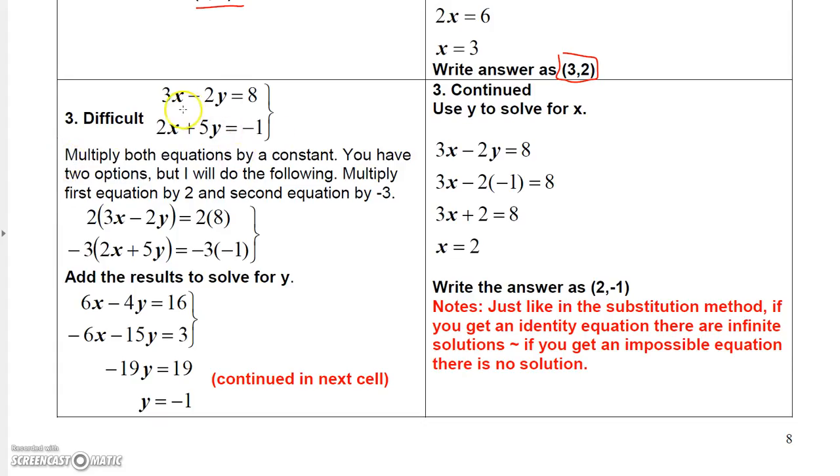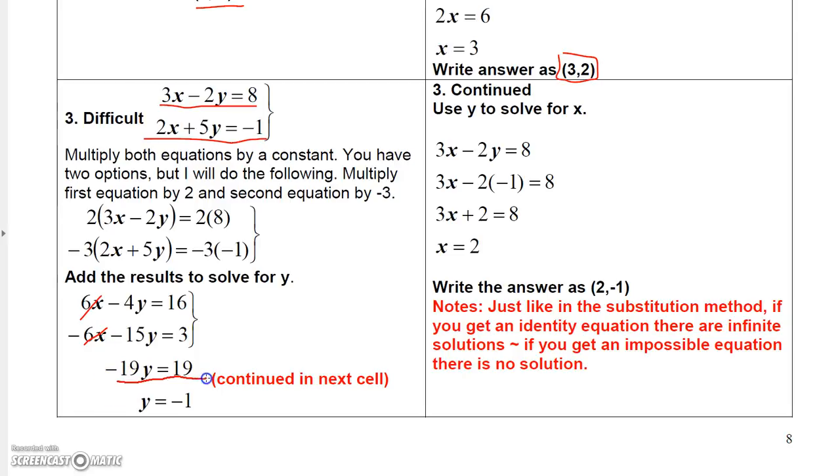Sometimes you have to multiply both equations by a constant. Here I had to multiply this equation by 2 and this equation by -3 so that the x's would be opposites. And when I did that, I got 6x minus 4y equals 16. And then the second equation became minus 6x minus 15y equals 3. And then when I added them together, the x's canceled. The y's added up to -19y. The constants added up to 19.